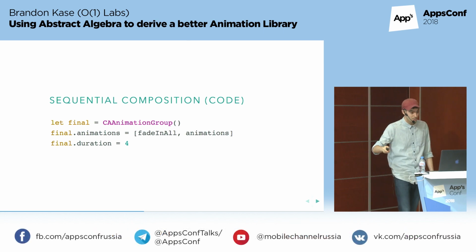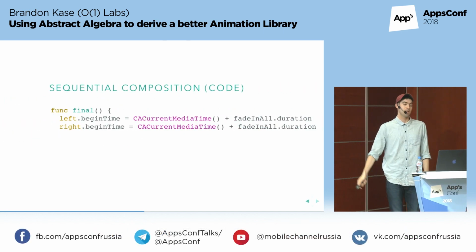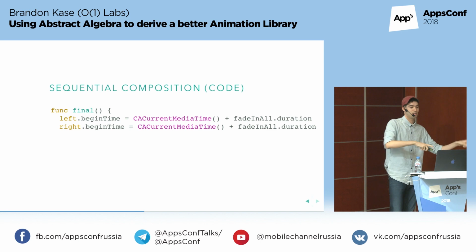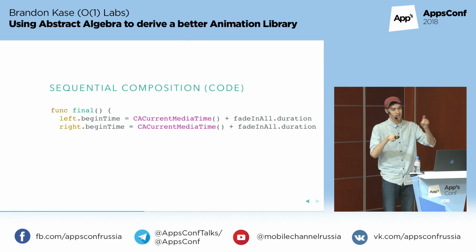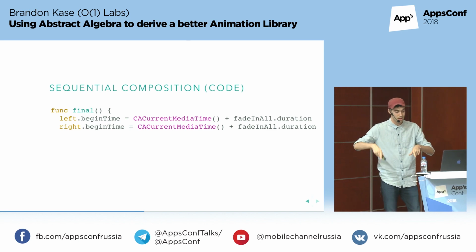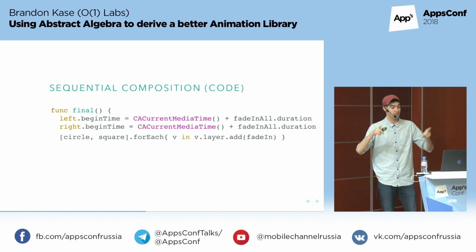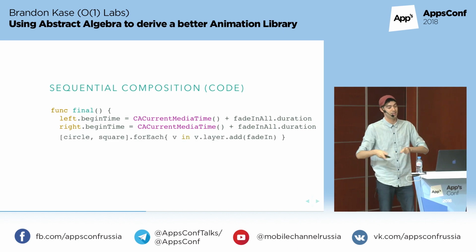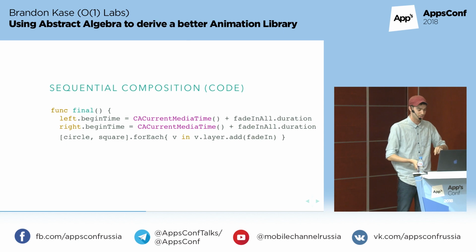Cool. How do we actually do sequential composition? Well, we, again, destructively modify the left and the right. We set the begin time. We set it to now, the CACurrentMediaTime, plus the duration of the fade. Then we take the circle and the square, and we add the fade to those layers of the underlying views.